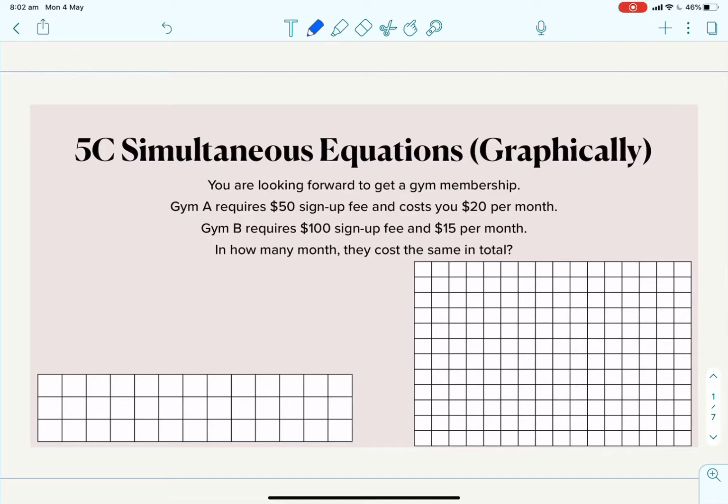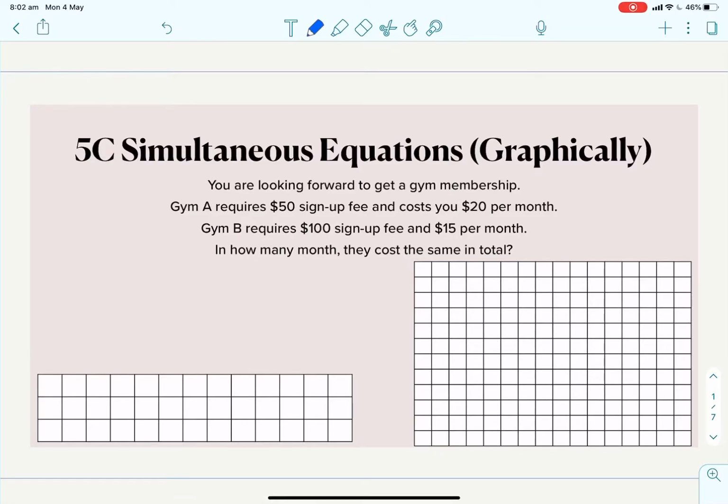Okay, so if you're signing up for a gym membership, Gym A requires a $50 sign up fee and costs you $20 per month. Now B costs you a $100 upfront sign up fee and $15 per month. Now if you've done 5B, you should be able to write an equation for that.